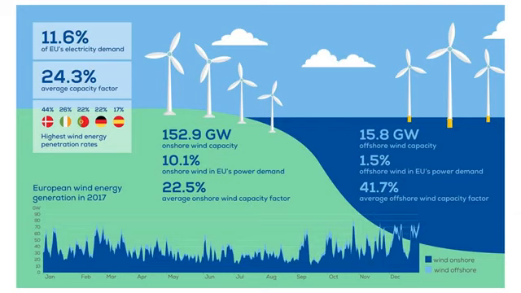On the other hand, the onshore wind capacity generated 152.9 gigawatts, and this contributed 10.1% of the onshore wind in European Union's power demand. This is 22.5% of the average onshore wind capacity factor.